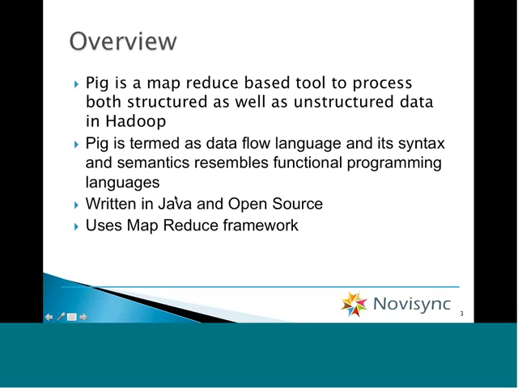PIG is a MapReduce based tool to process both structured as well as unstructured data in Hadoop. It is termed as data flow language, and its syntax and semantics resemble functional programming languages such as Python, Perl, etc. It is primarily written in Java and open source.